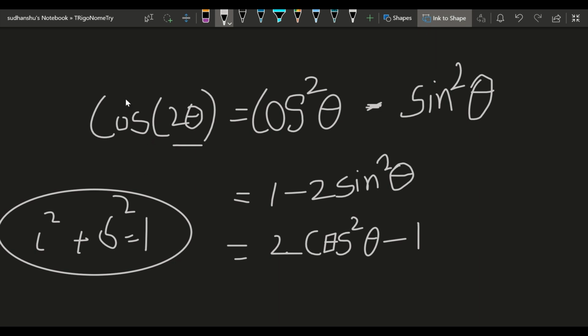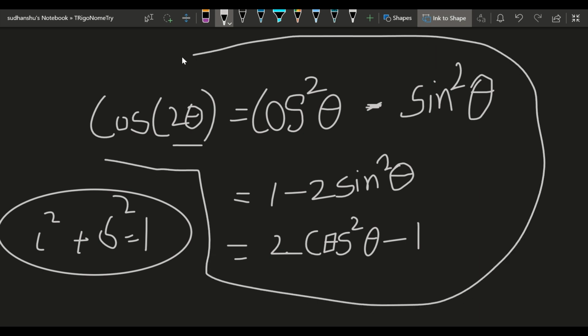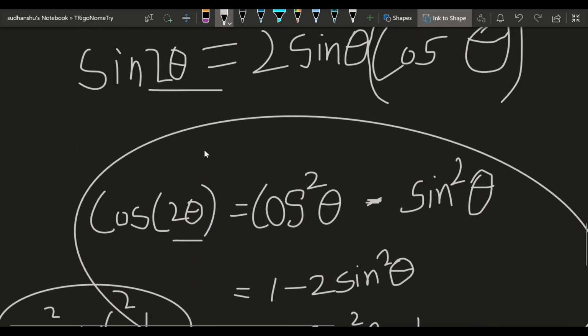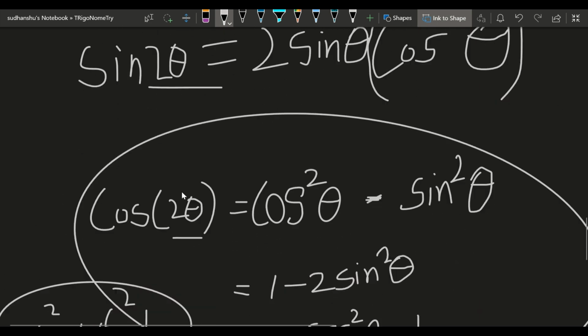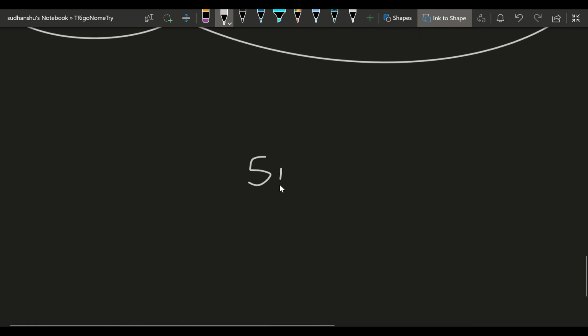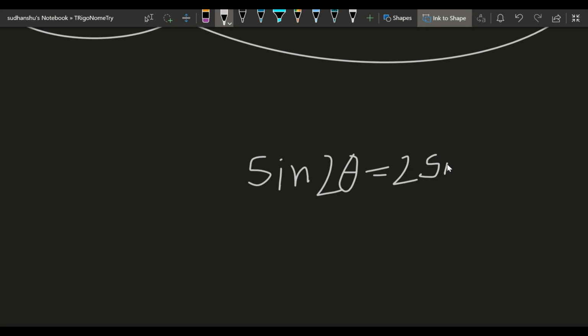Meaning, sorry, single power. You don't have power 2 here. So this comes very much in handy. So just do one thing, remember these three formulas. One is this cos 2 theta, and one is this sin 2 theta, which I will write here, sin 2 theta, which is equal to 2 sin theta cos theta.